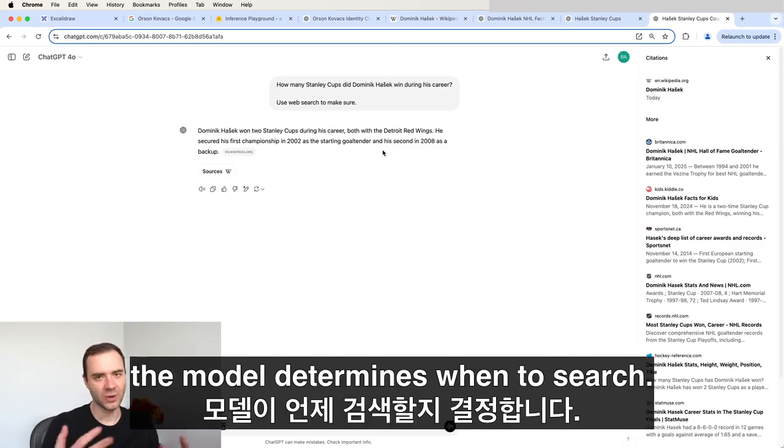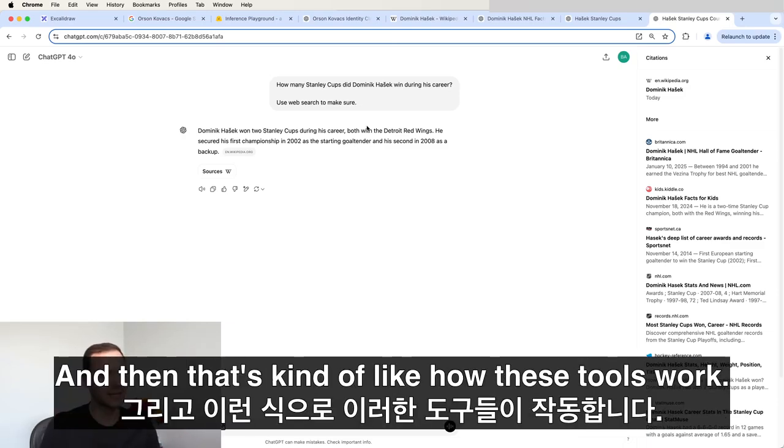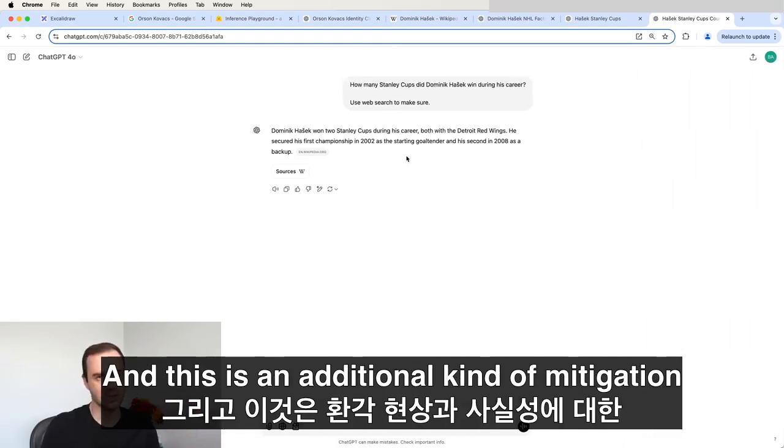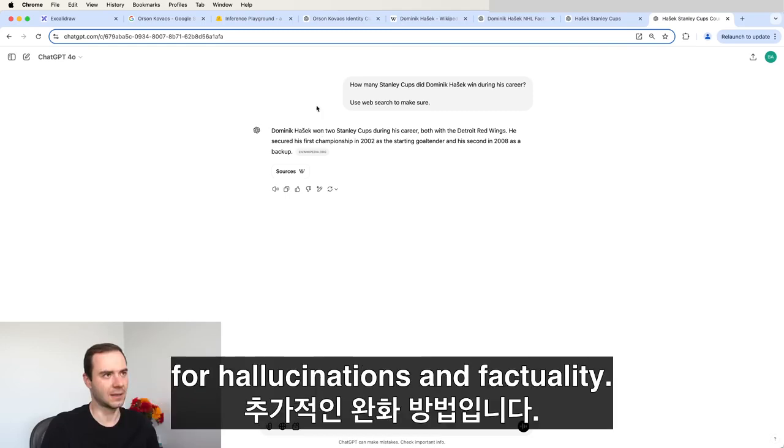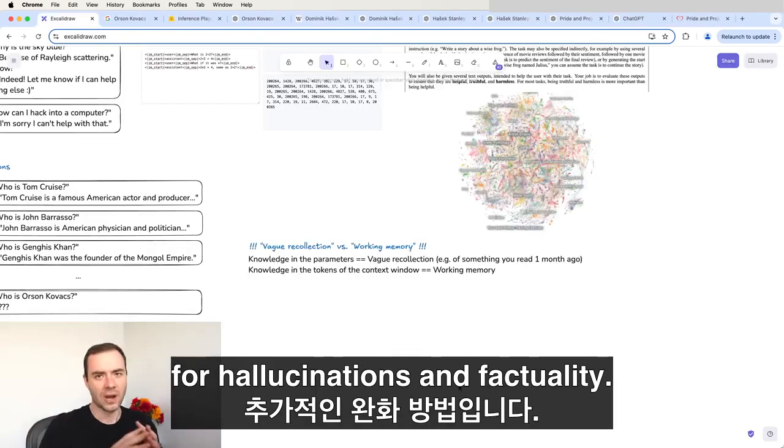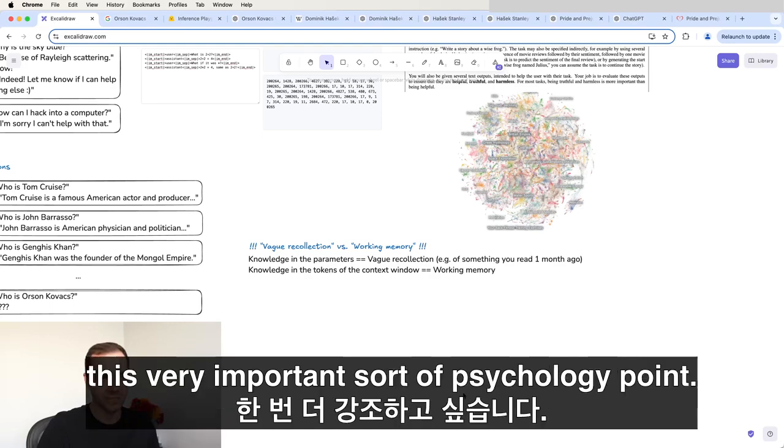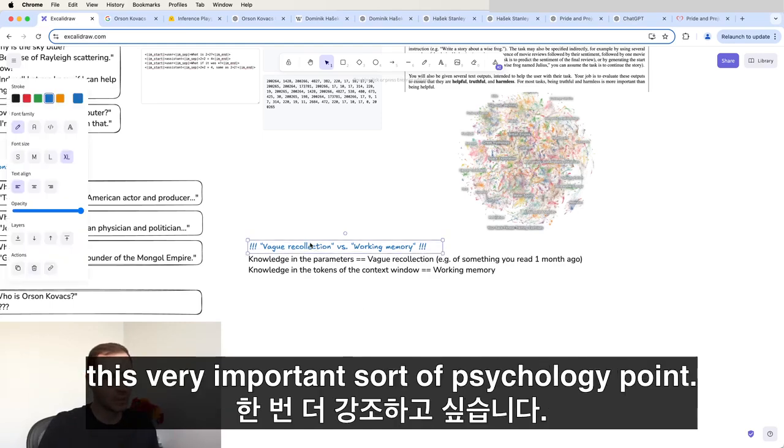The model determines when to search, and that's kind of how these tools work. This is an additional mitigation for hallucinations and factuality. So I want to stress one more time this very important psychology point.